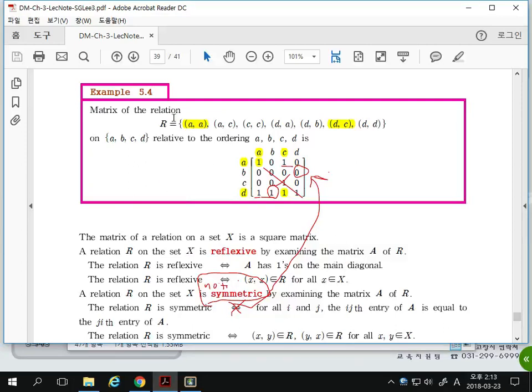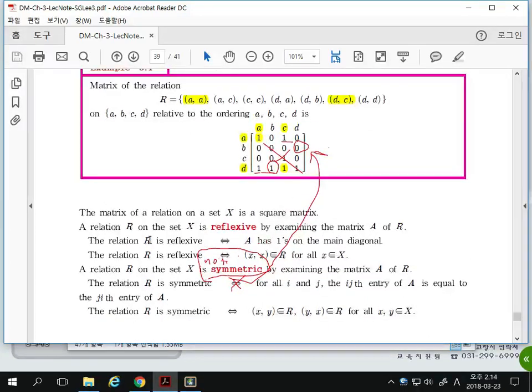Anyway, here is a matrix of a relation like this. AA 1, AC 1, CC 1, DA 1, DC 1, DD 1, like this. So we have 1, 2, 3, 4, 5, 6, 7 ones, and all others are 0. We have a 0, 1 matrix like this.